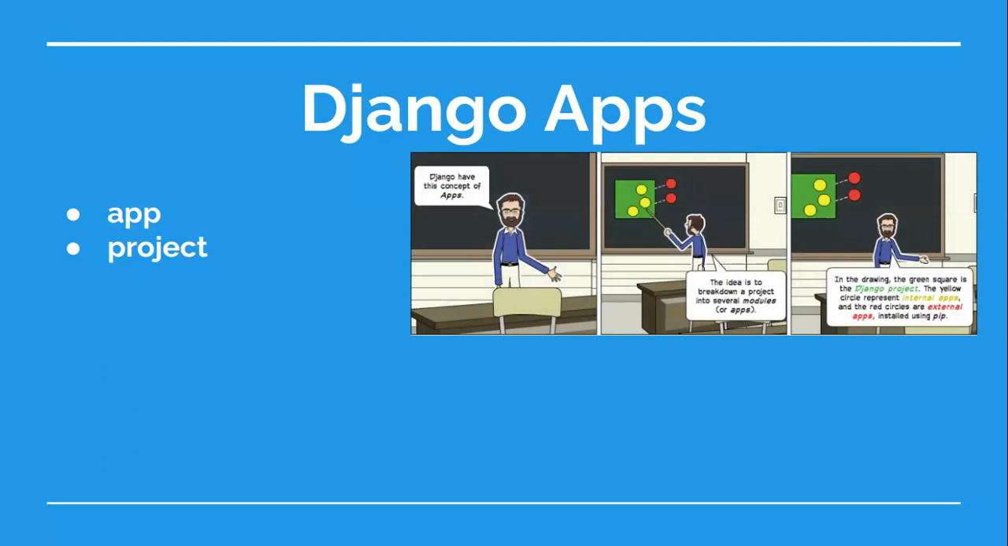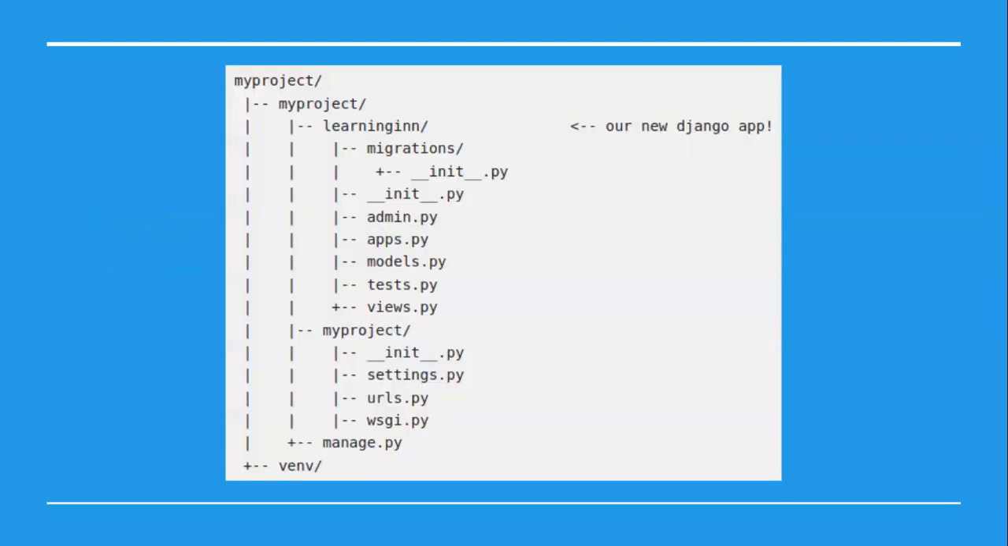To create our first app, go to the directory where the manage.py file is and execute this command. Here, learning is our app, in which we will write our code, views, and URLs. Now look at the current project structure. So, let's first explore what each file does.